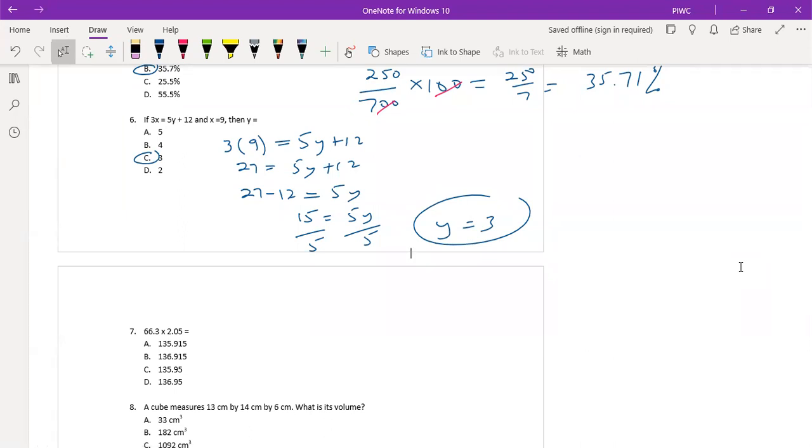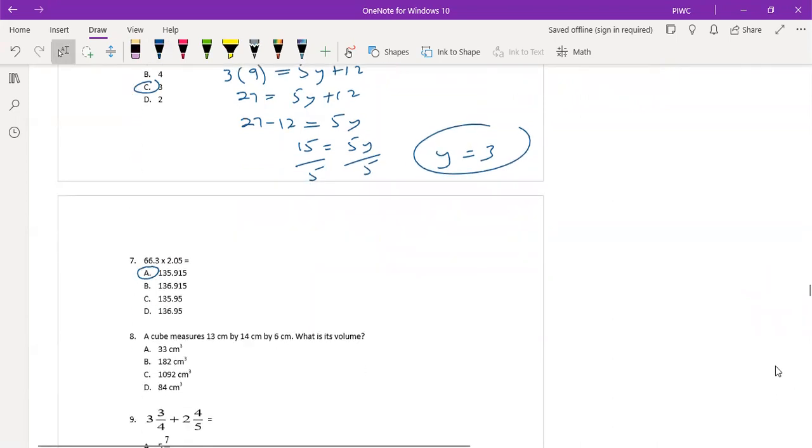So for number 7, I believe everybody had that. If you multiply that out, you should get A. If you didn't get that, then you can let us know.